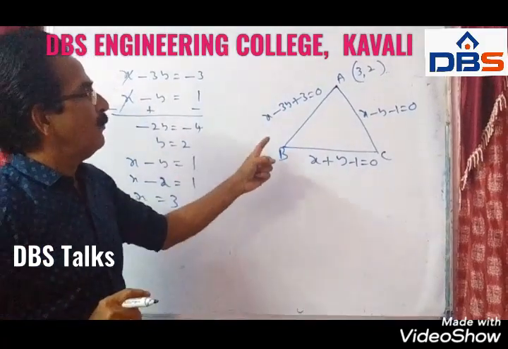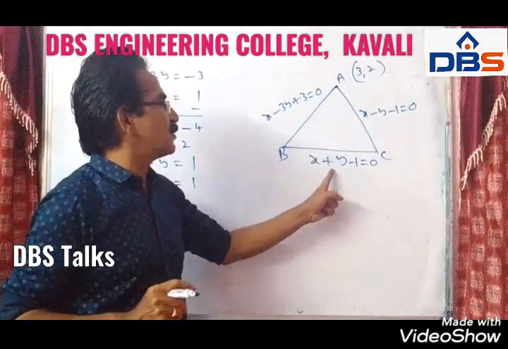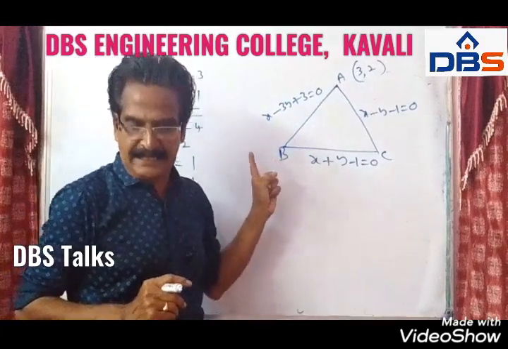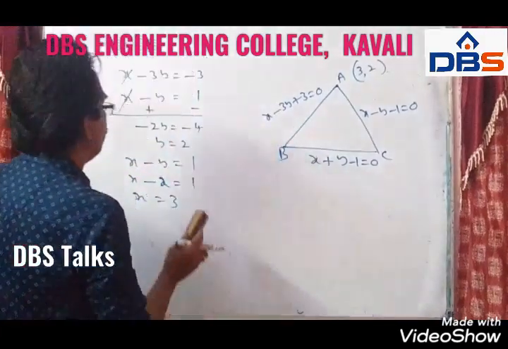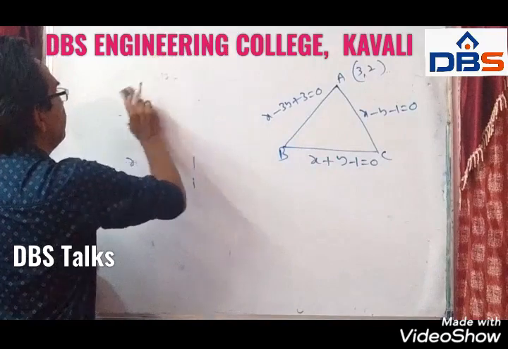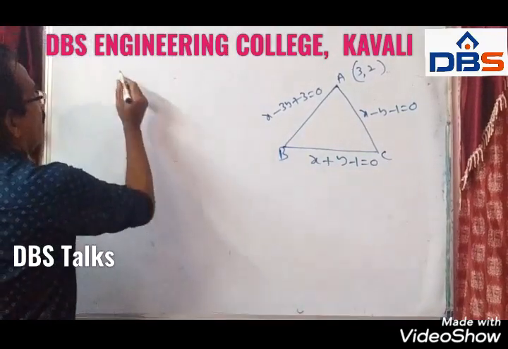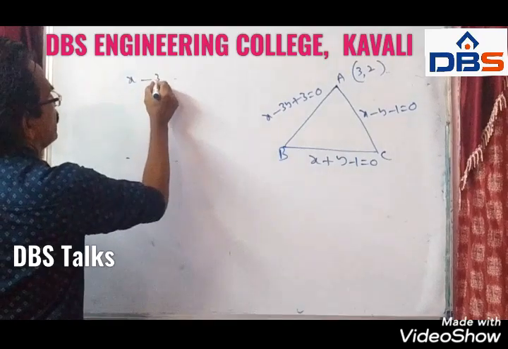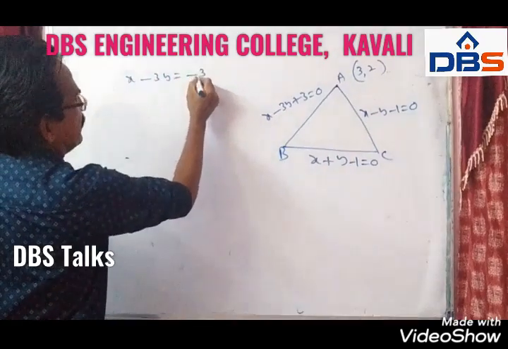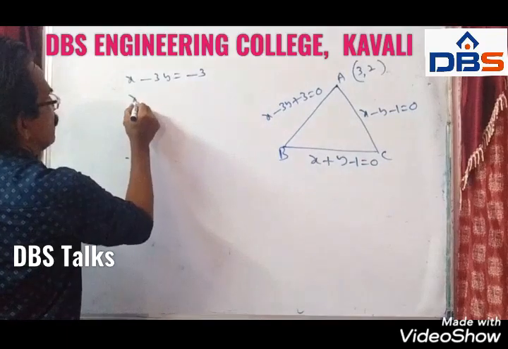Okay, friends. Now by solving these 2 equations, we can get B. So let us solve for B. x minus 3y is equal to minus 3. x plus y is equal to 1.